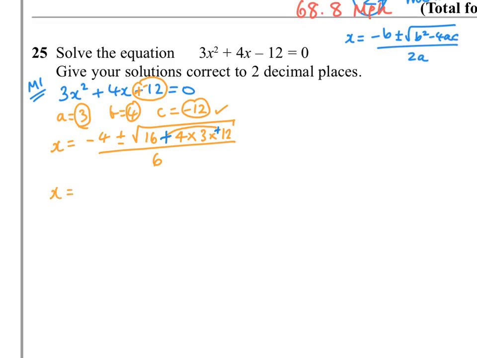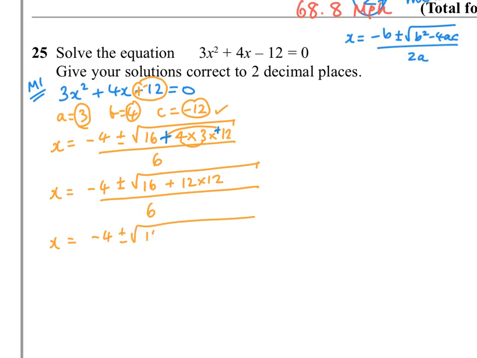Then all we have to do with this method is 16 plus 4 3s are 12 times 12. You've got your calculator, of course, so happy to use that to do some of these stages. But the numbers are not too bad. 16 plus 144 all over 6. So you'd get -4 plus or minus 160 over 6.